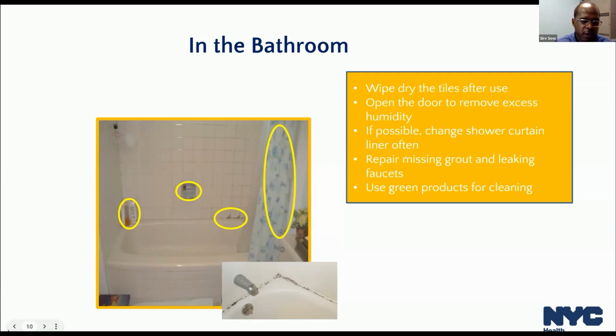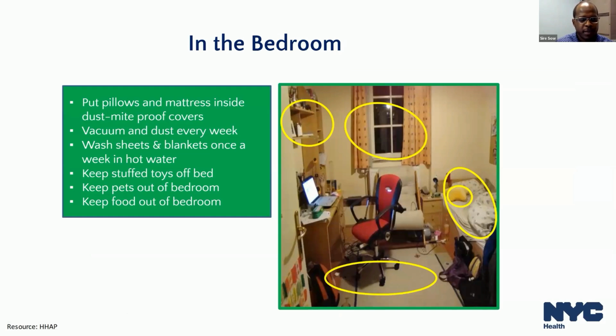Repair any sort of missing grout and leaking faucets, and one of the highlighted things is actually missing grout. And then again, as I mentioned, use green products for cleaning. In the bedroom now, mold is less of an issue, but cockroaches and mice still are.